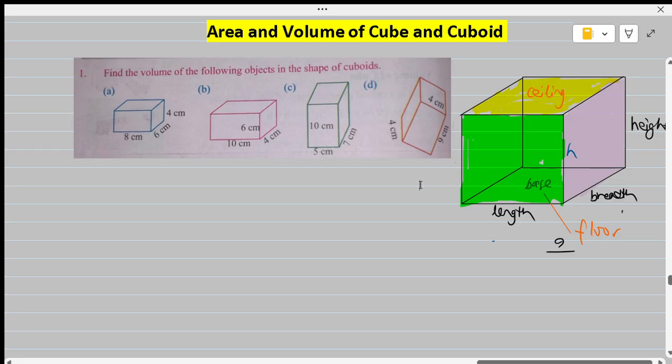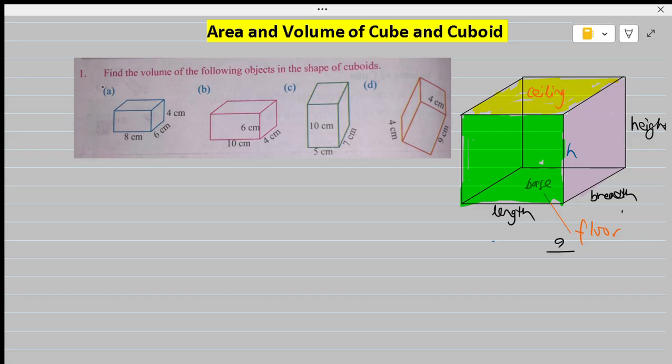Okay, so number 1, part B I'm doing. Find the volume of the following objects in the shape of a cuboid. We have already known the volume of a cuboid. The volume of a cuboid is L into B into H. These 3 dimensions of the cuboid are L, B and H. So their product, what we do, will give us the volume of the cuboid.